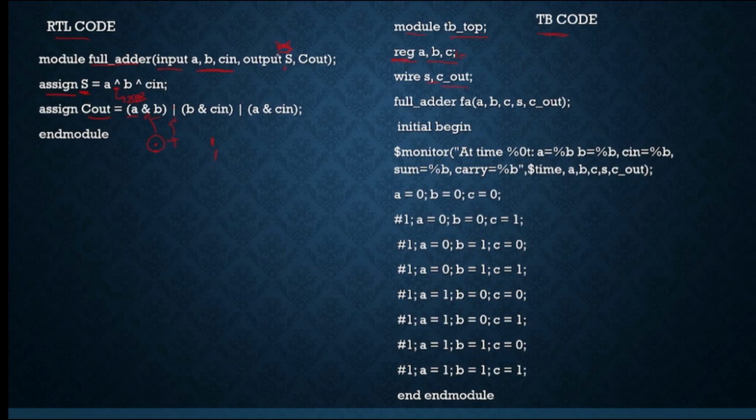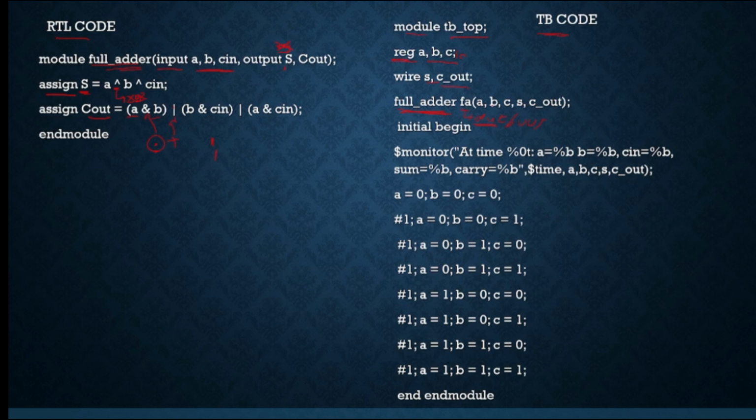Okay, and then S and C out. Now what I'm doing, I'm just instantiating my RTL code in this TB. Okay, full adder, any name. You can write it as FA, or you can write it as DUT or UUT. You can mention any name you want.